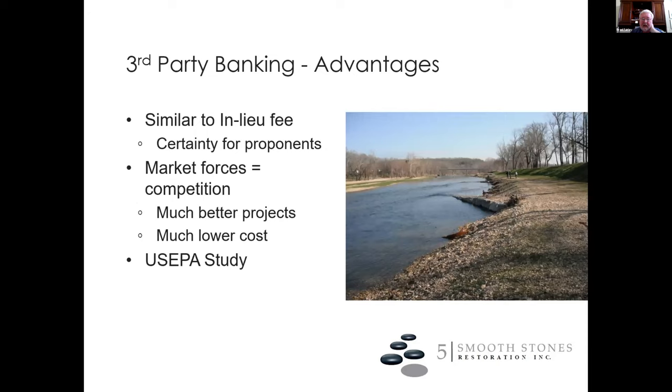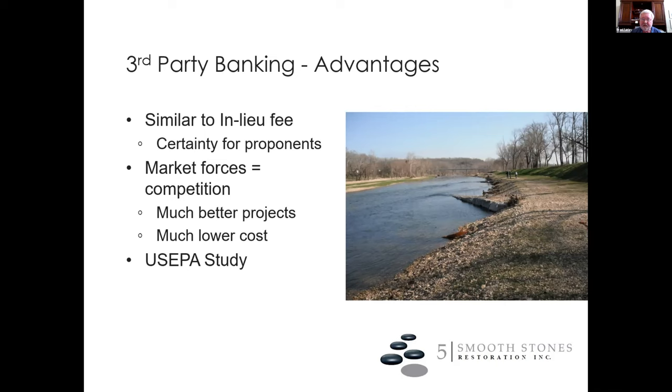Again, the advantages, similar to the In Lieu Fee program, are that it provides certainty for project proponents, for developers. That's a huge advantage to those. Market forces and competition mean better projects, better functional uplift, better ecological benefits at a lower cost. The US EPA did a study in 2008 where they compared proponent-led banks or permittee responsible mitigation, In Lieu Fee programs, and third-party banking. They concluded that third-party banking is hands down the best way to go, with significantly better results and outcomes.